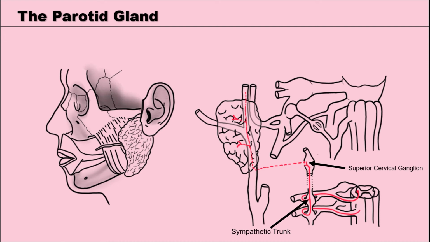Now, I appreciate that we've looked at 3 different nerves there and 3 different pathways for the parotid gland. But now we're going to move on to the submandibular and sublingual glands, and you'll be pleased to know that the innervation for these 2 glands is exactly the same, but not the same as the parotid gland.